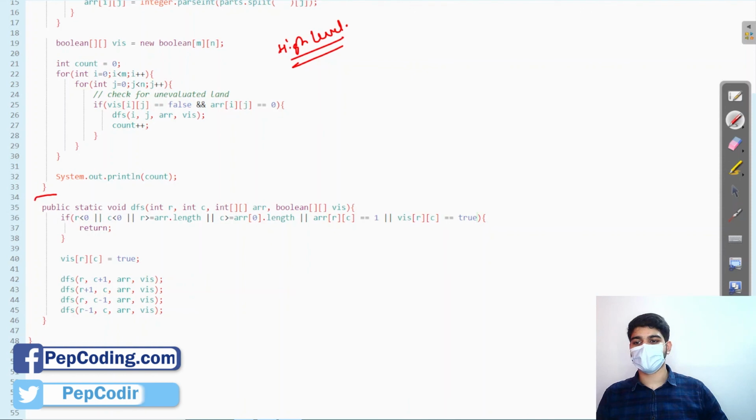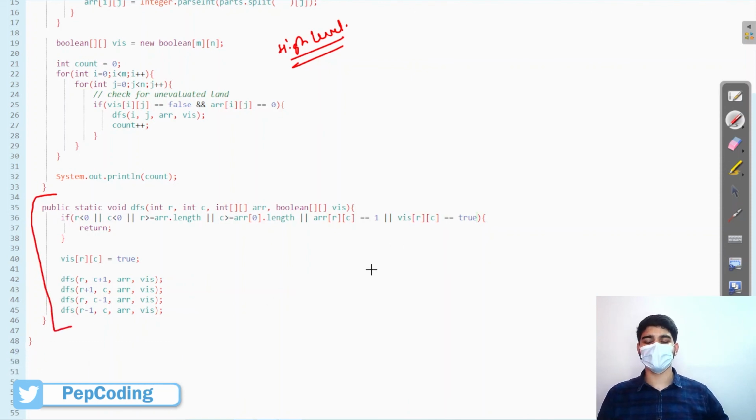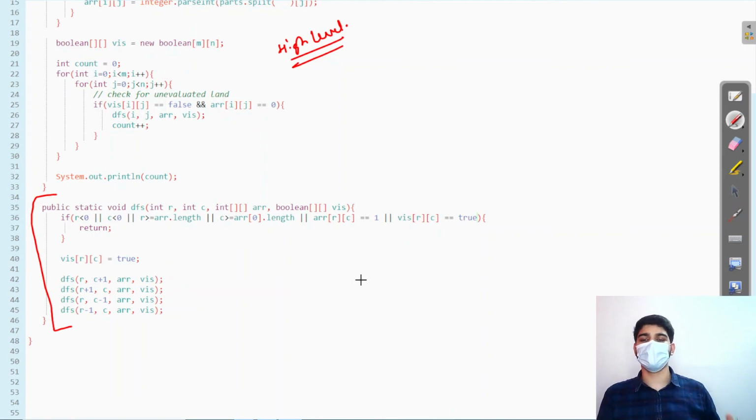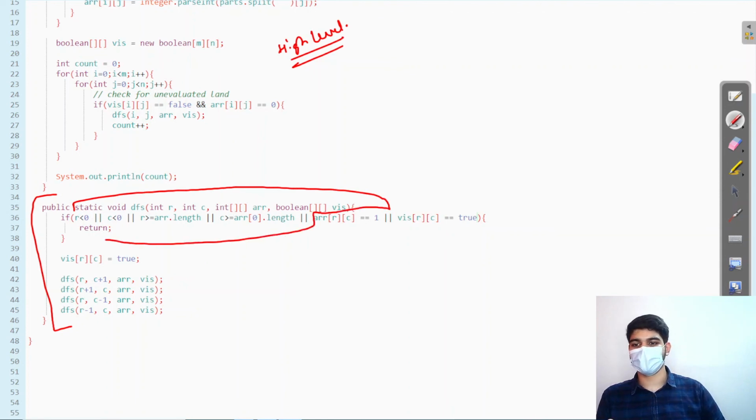And my DFS function over here marked all of the unevaluated land as evaluated after evaluating them, for all the 4 directions. And we did it using a reactive approach. That is, we checked for the base cases at the start, we checked for out of bounds at the start, and only after calling did we check if the current neighbor was marked true or not.